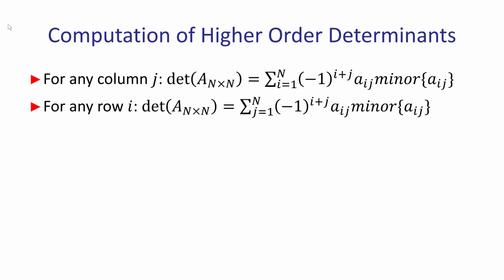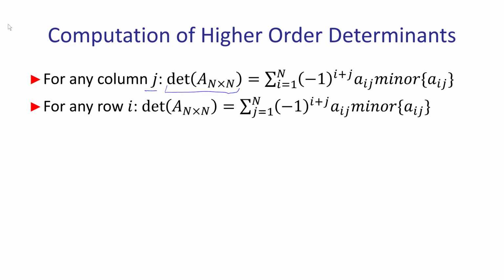You can compute higher order determinants by developing them by any column or by any row. Both methods are completely equivalent and giving you the same solution and the same number. Now, let's start with the first one, developing by column, and then we will move to developing by row. Let's pick some column in the matrix A, and let's call that column j.